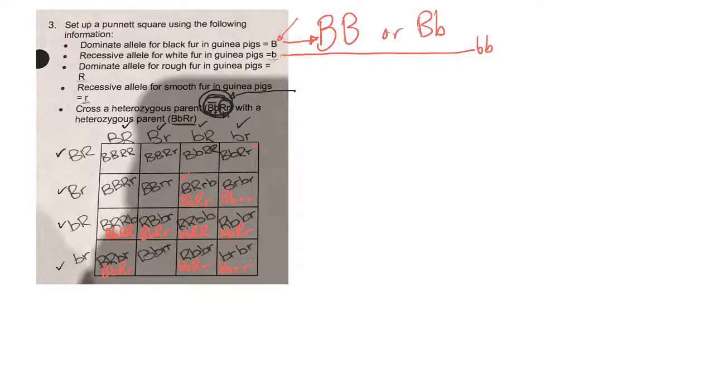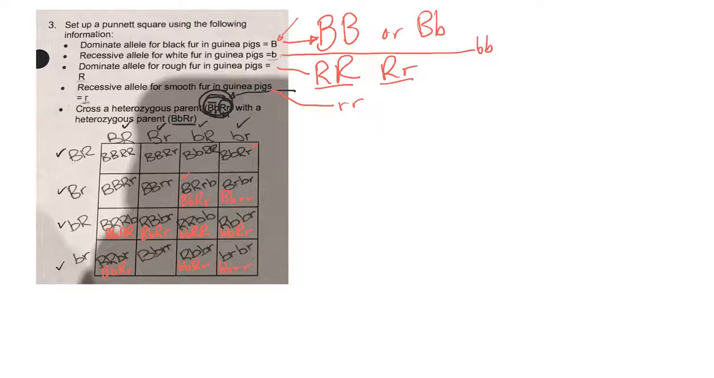Similarly, for rough versus smooth, if you have a capital R anywhere, you're going to have rough fur. It could be a capital R, capital R, or it could be a capital R, little r. So you'll have rough fur if it's big R, little r. The only way you can get smooth fur is to have two little r's.